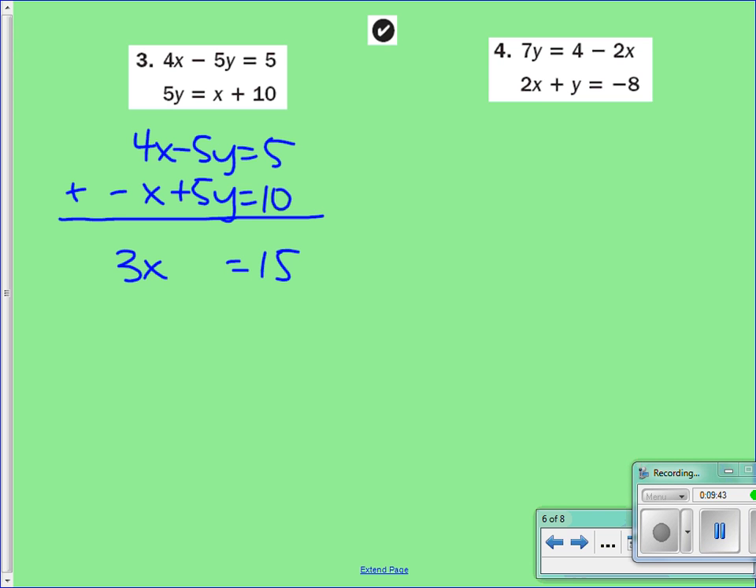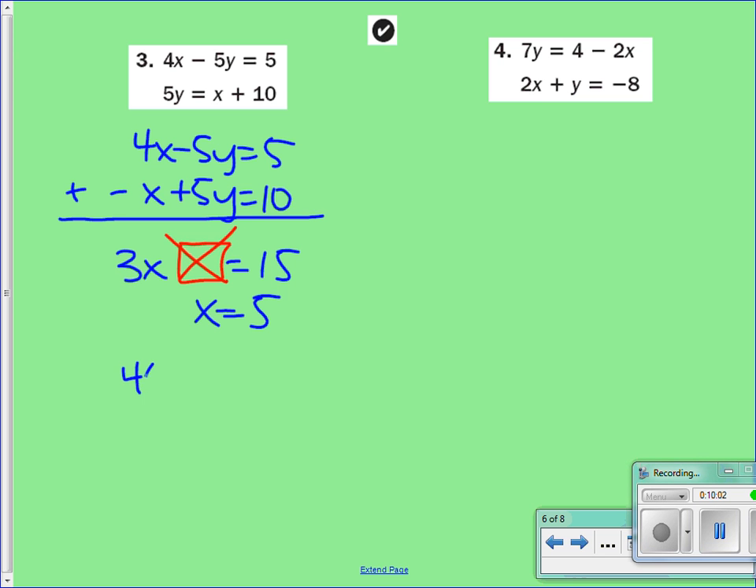Now, do you notice that I leave this kind of gap for the 5y completely open? It kind of helps me remember that I've eliminated the y. So now I'm solving for x. Just kind of a habit thing. You can do it. You don't have to.